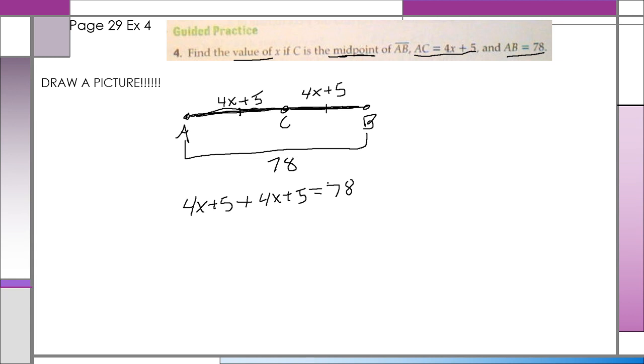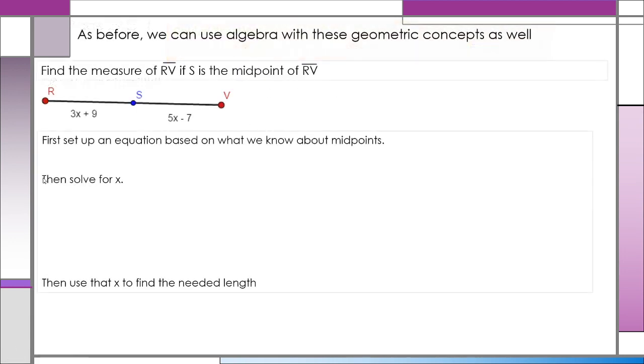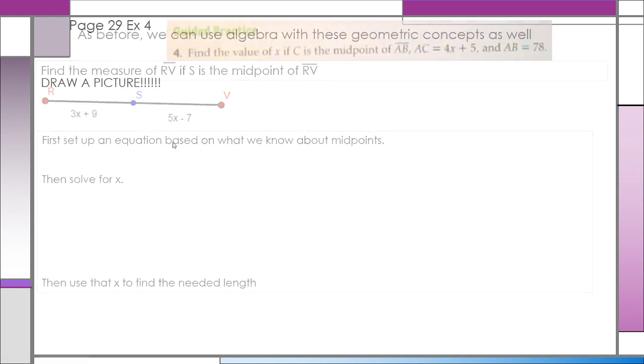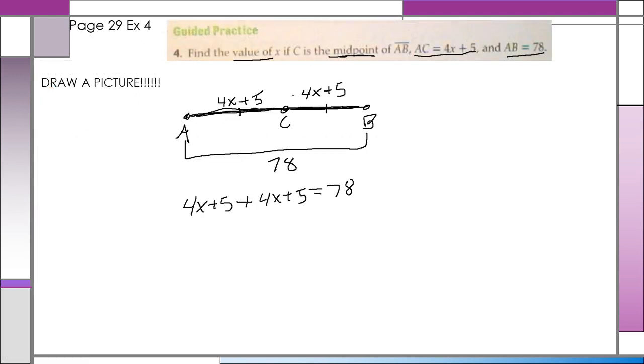And again, if C is the midpoint, that means this half has to be equal to that half. So in the previous example, they were two separate values, 3x plus 9 and 5x minus 7, but I still set them equal to each other. In this case, I could have set it as 4x plus 5 equals 4x plus 5. But if I try to solve this, all I end up with is 0 equals 0, and that doesn't help me out.